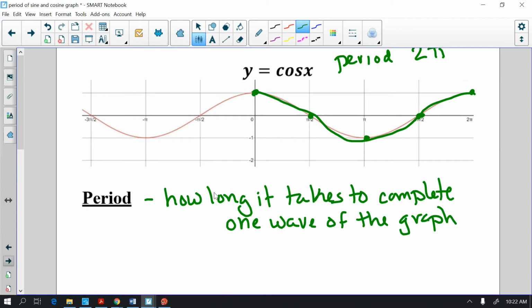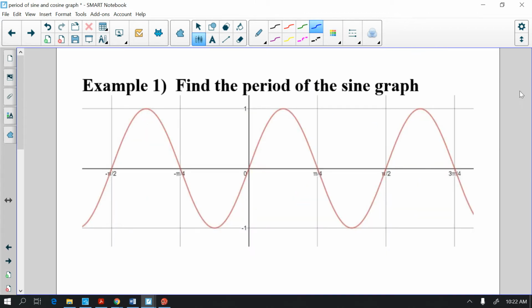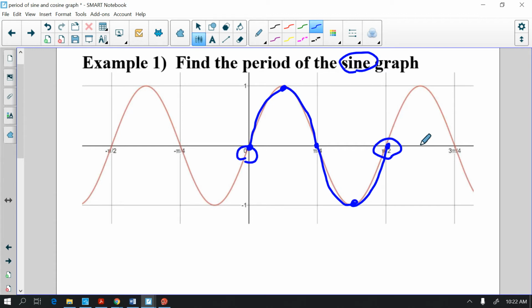So let's take a look at this one. This tells me that it's a sine graph. Again, with a sine graph, you want to start on your midline. You're going to go up to a maximum, go back to your midline, go down to your minimum, and go back to your midline. That is one wave of your sine graph. So we started at 0, and where we ended up here was at pi over 2. So for this one, the period is equal to pi over 2.